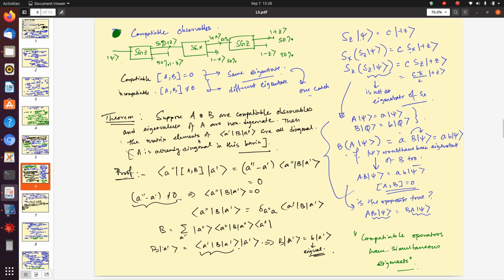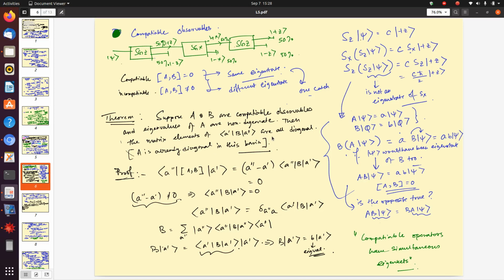So this is a theorem. Let A and B be compatible observables and the eigenvalues of A be non-degenerate. This non-degenerate point is very important, because when there is degeneracy, things will change a bit, although the original statement of the theorem will remain the same, but one needs some more care to apply this theorem. So suppose A and B are compatible observables and eigenvalues of A are non-degenerate, then the matrix elements of B, <A'|B|A''>, are all diagonal, which means in the basis in which A is diagonalized, in the same basis B is also diagonalized.